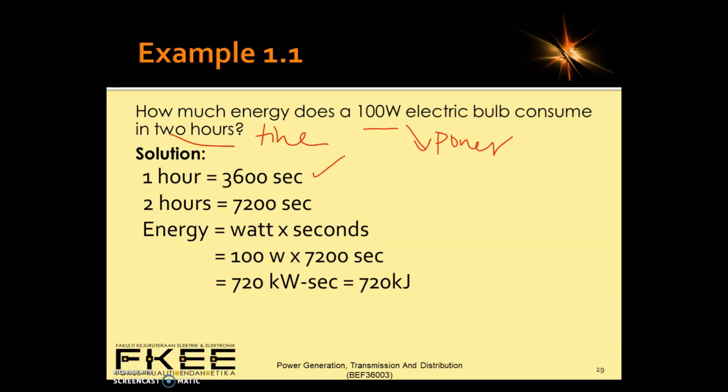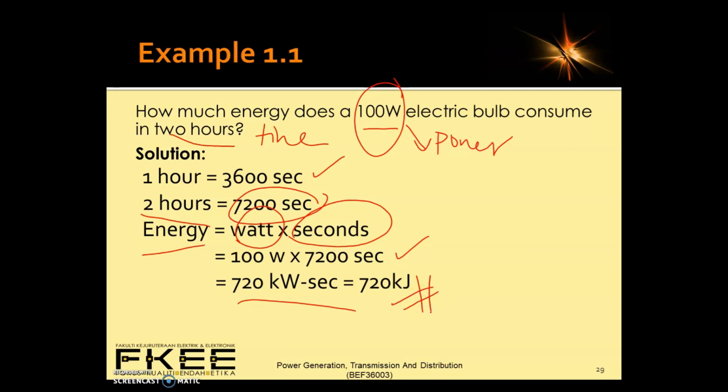So 2 hours is equivalent to 7,200 seconds. So energy, as I mentioned before, is watt times seconds. So this is watt, this one is the seconds. Because we use 2 hours, it is equivalent to 7,200 seconds. So you just multiply watt and seconds, and you get 720 kilowatt seconds, or 720 kilojoules.